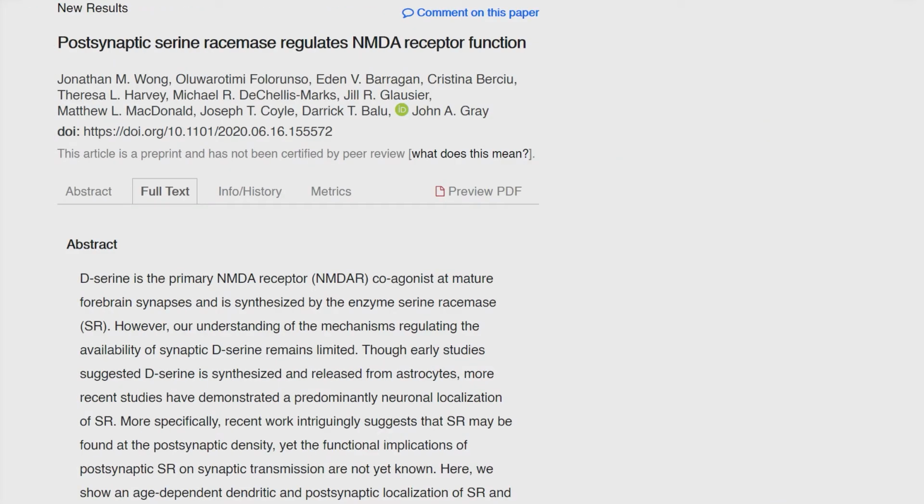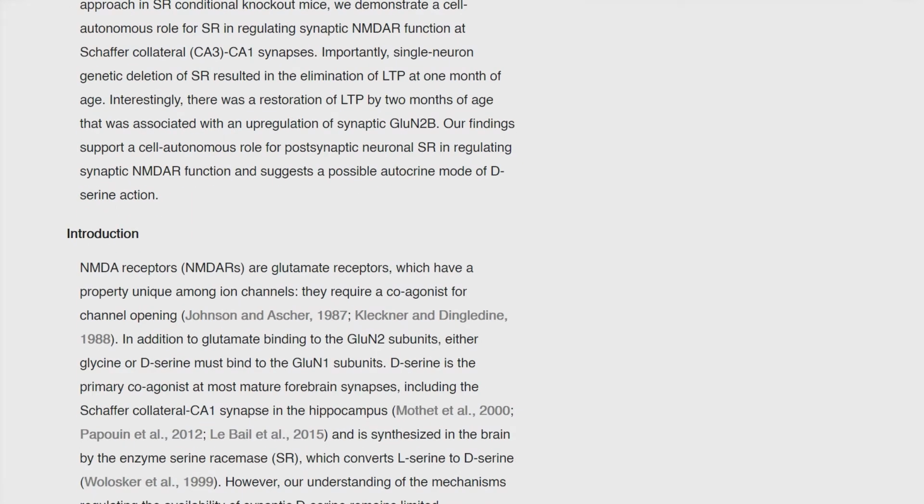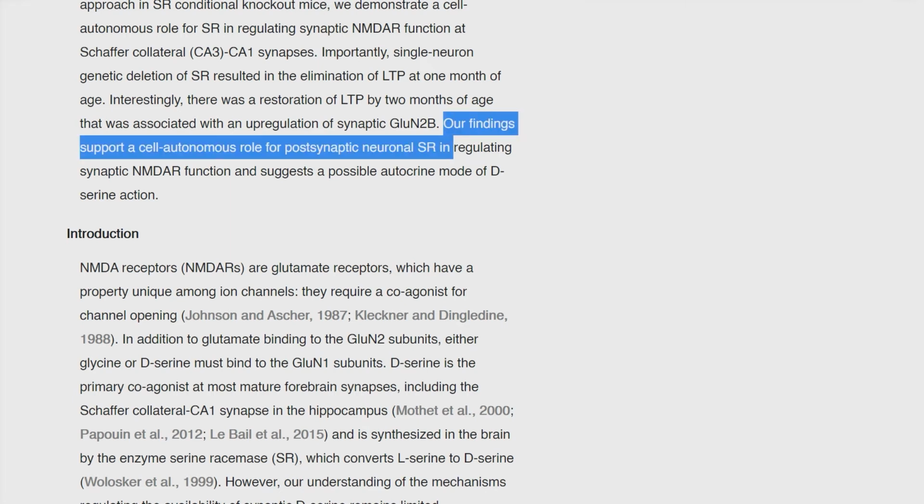So I found this almost textbook example of repetition throughout an article to really make sure that the reader takes the message home. So it says in the title, postsynaptic serine racemase regulates NMDA receptor function. Serine racemase is SR in the following, NMDA receptor is NMDAR. We should look at the abstract. Our findings support a cell autonomous role for postsynaptic neuronal SR in regulating synaptic NMDAR function.